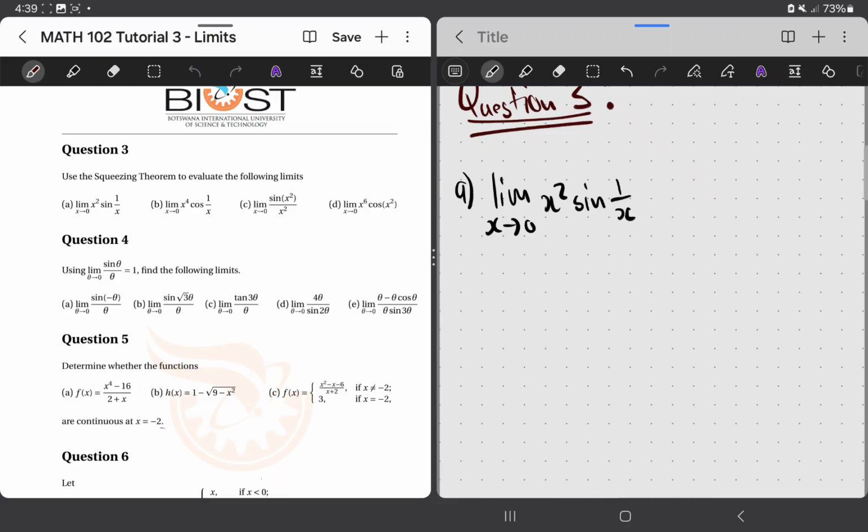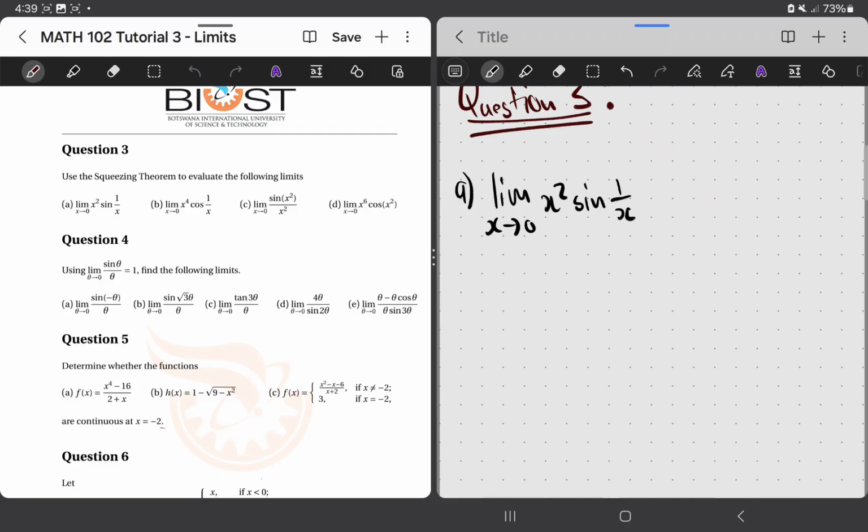Now, if you ever see something which says use the squeeze theorem, just know that the limit which you have here is never going to be evaluated. You're going to evaluate other limits and they're going to get the solution for you. You are not going to evaluate this one. We use the squeeze theorem when we can't evaluate this.